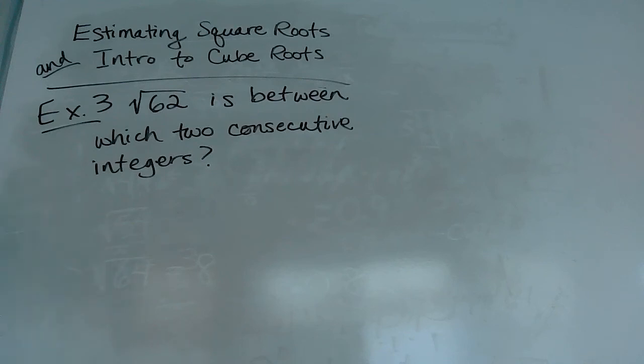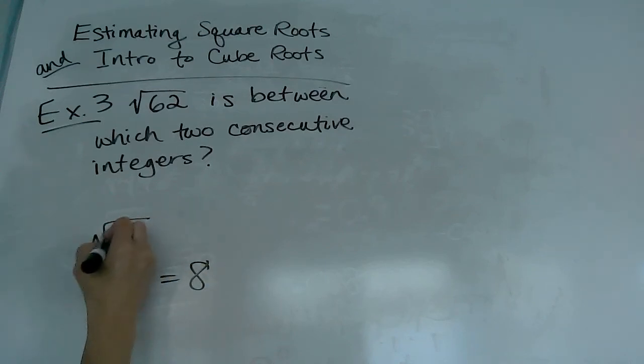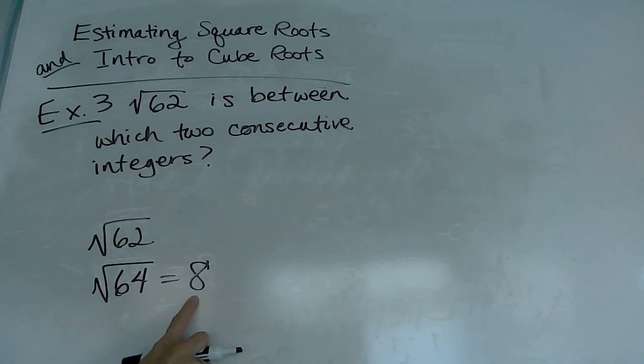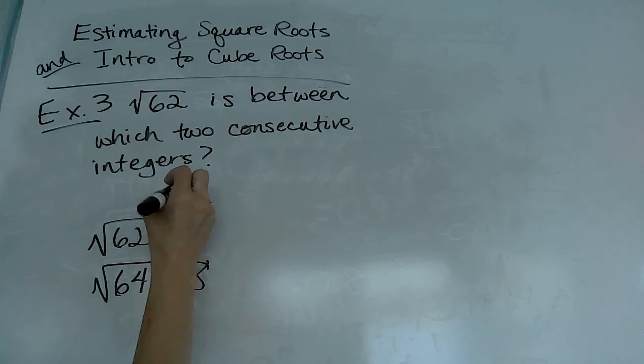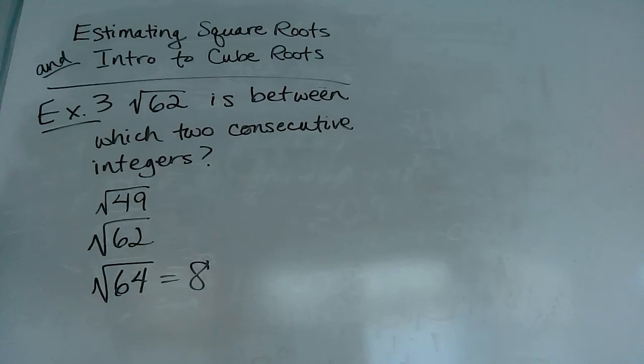So let's look at the square root of 62 and think about the perfect squares that are less than 62 and greater than 62. The one that's greater than 62 is hopefully pretty quick for you to recognize because the square root of 64 is a perfect square, so its square root is 8. And if we know that the square root of 64 is 8, the next lowest one must be 7, and 7 squared is 49. So 49 is the perfect square that is less than 62.